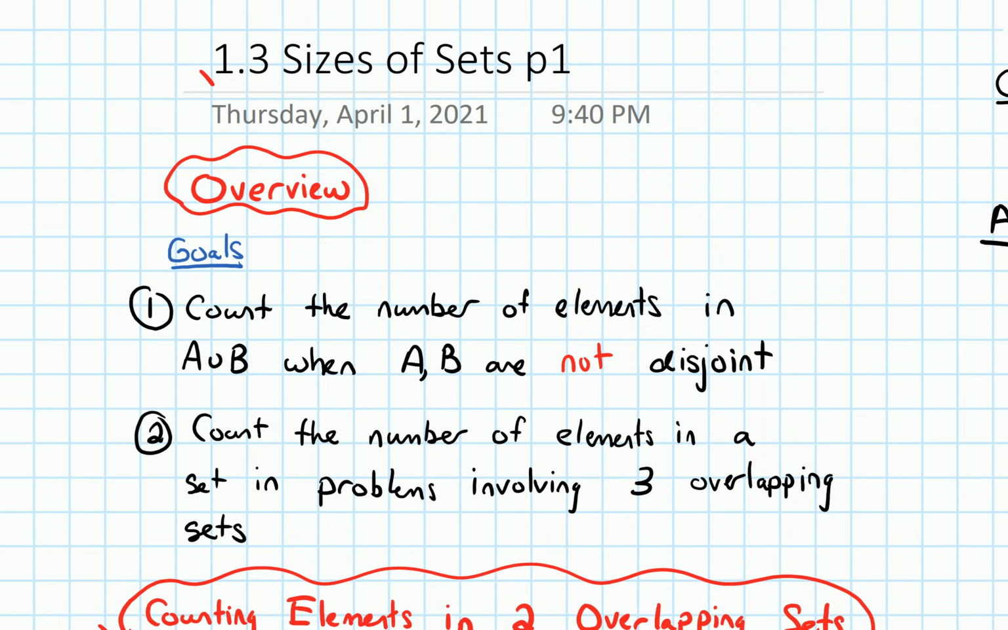So in terms of our goals for the section, we finished our first goal, which is focused on counting the number of elements when we have two overlapping sets. So when we have a union and the A and the B are not disjoint. In the next couple of videos, we'll talk about how to do similar problems, but when we have 3 overlapping sets. So we're going to up the difficulty a bit.